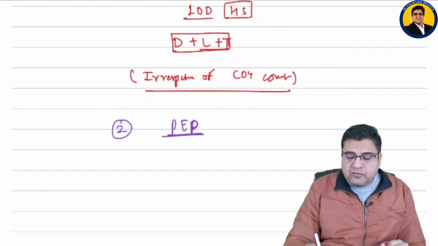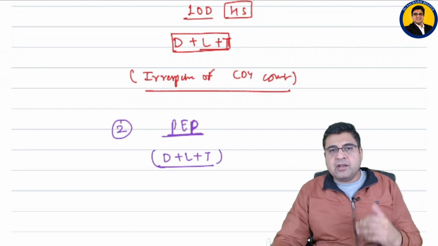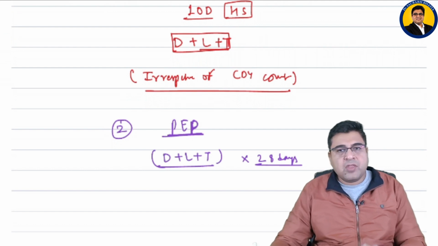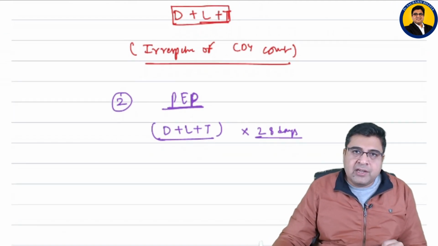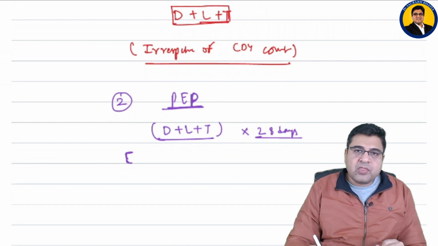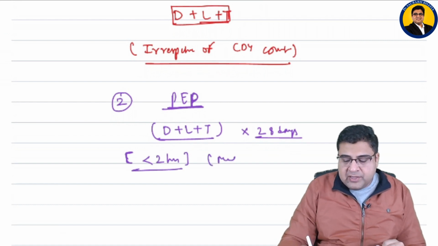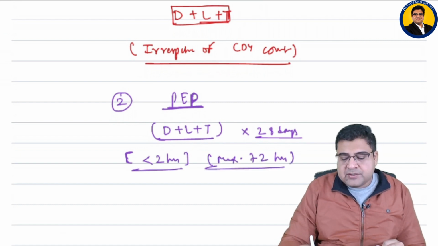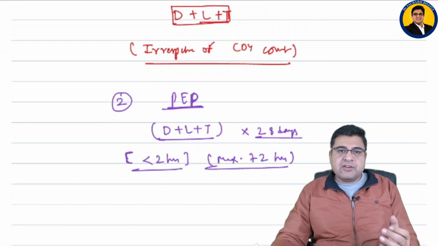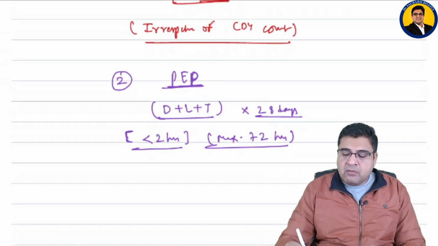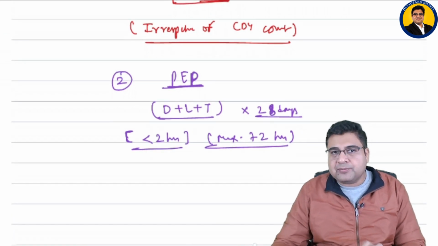For post-exposure prophylaxis, again we give a combination of three medicines, that is D plus L plus D. But now this combination is given only for 28 days. This treatment should be started within 2 hours of the exposure. Maximum we can start this treatment up to 72 hours, but it is best to start within 2 hours of the exposure to the HIV positive patient. The treatment is taken for a total of 28 days.